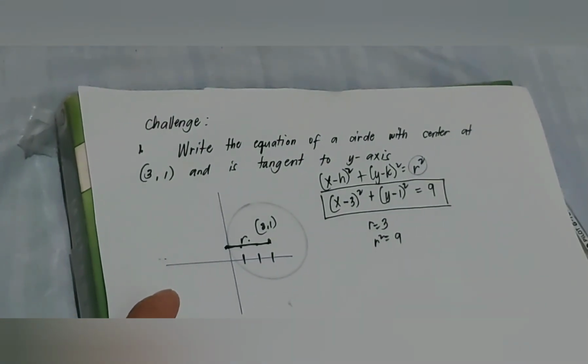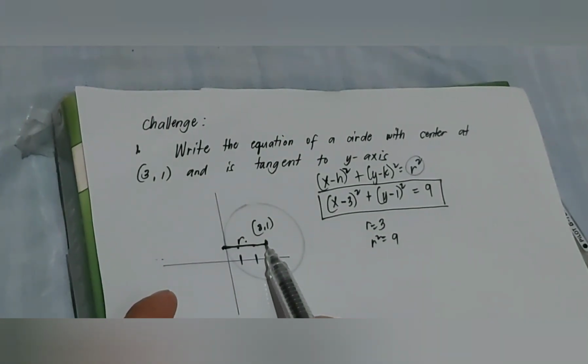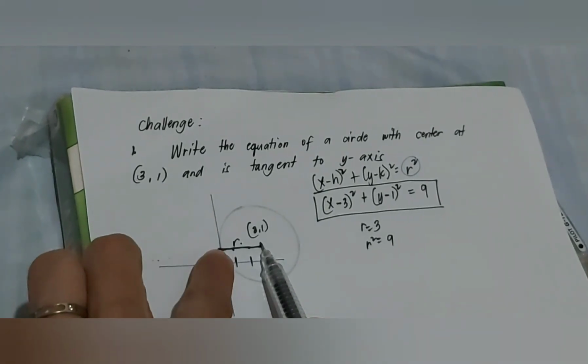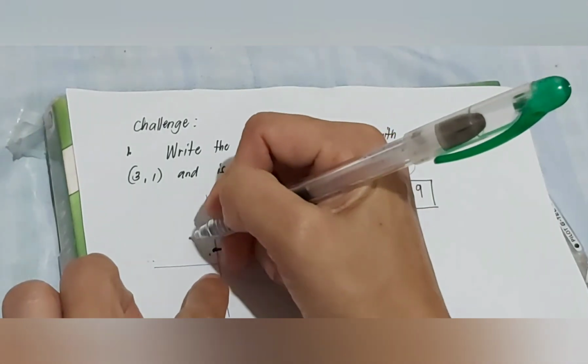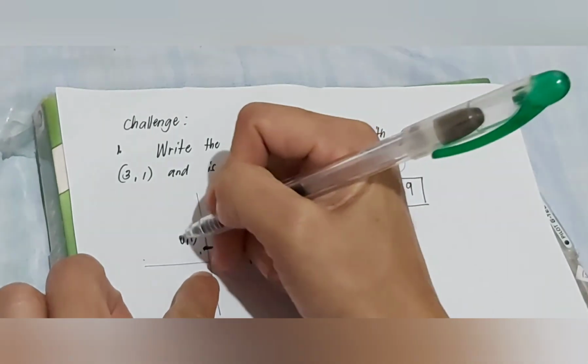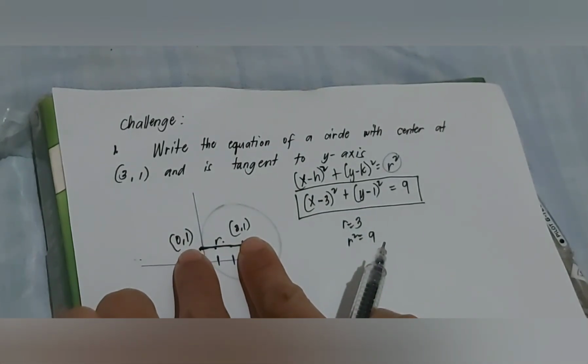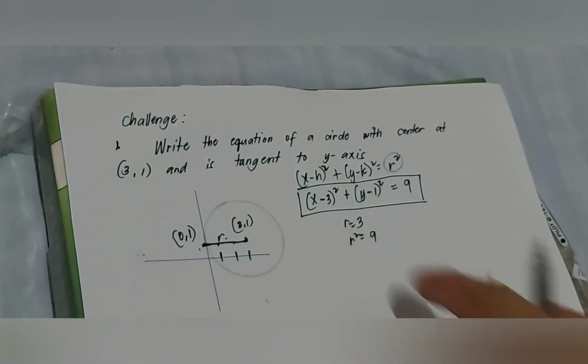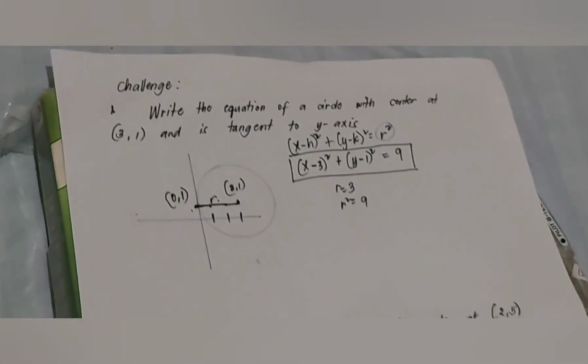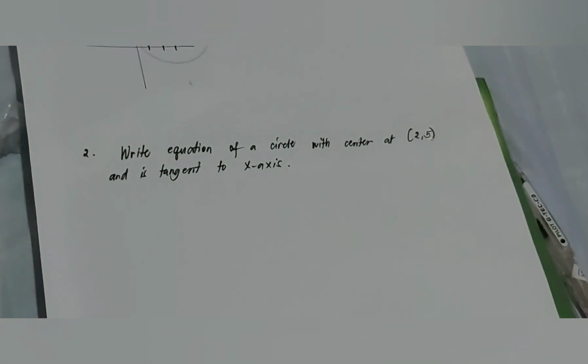Okay? Or, pwede rin kayong gumamit ng distance formula to find the distance between this point and this point. This is 0 and 1. So, pag gumamit kayo ng distance formula, lalabas pa rin yung radius natin na 3. Okay? Pinakita ko lang yung shortcut. Now, let's move to the next example.